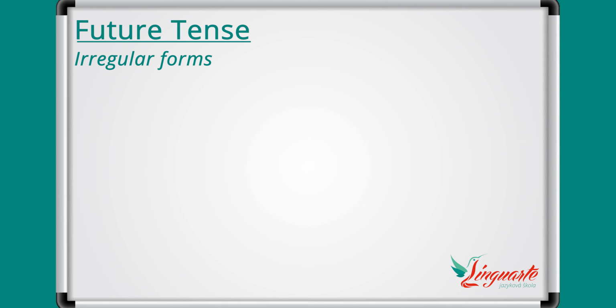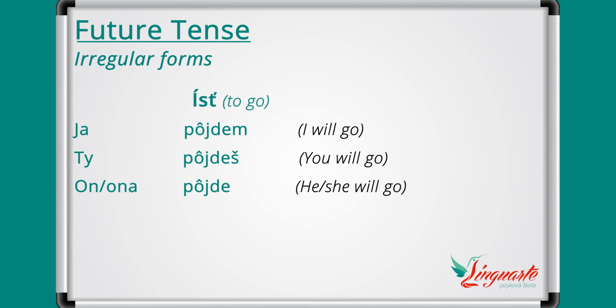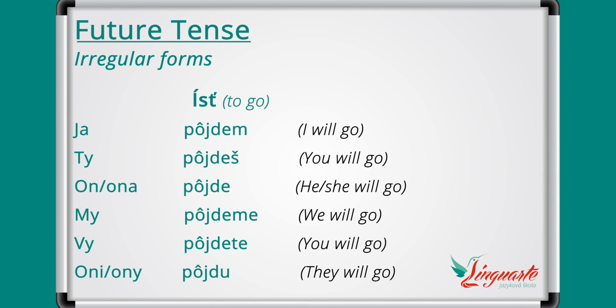There is one irregularity with the verb ísť, to go, since its future tense is like this. Ja pôjdem, I will go. Ty pôjdeš, you will go. On, ona pôjde, he or she will go. My pôjdeme, we will go. Vy pôjdete, you plural will go. Oni pôjdu, they will go.